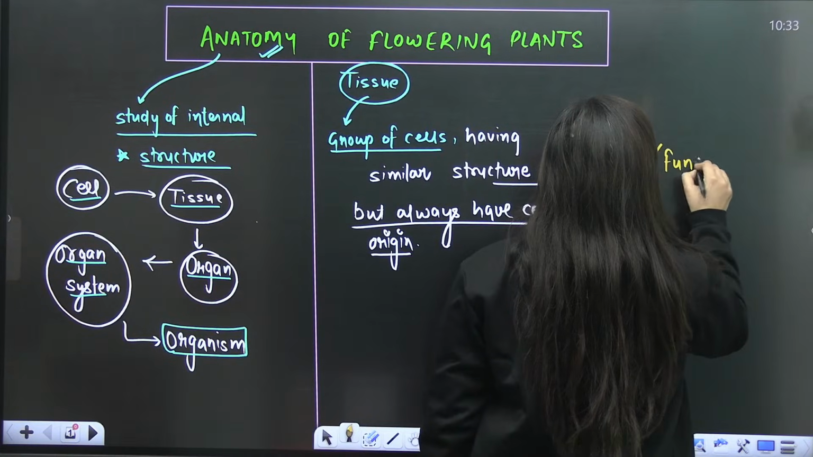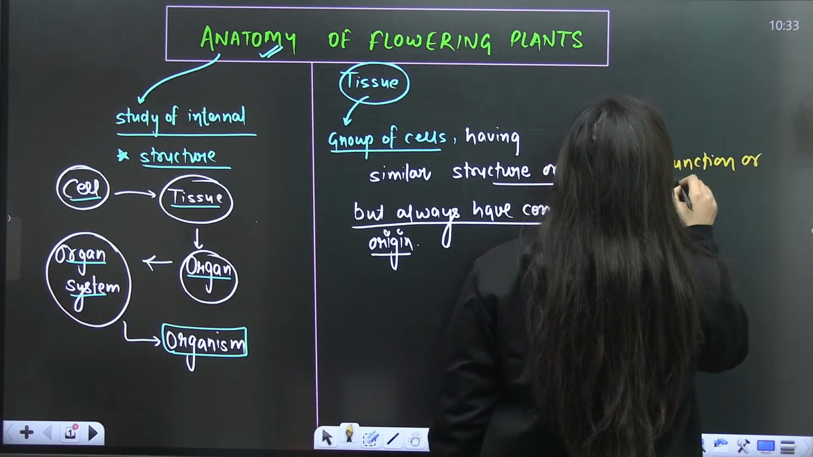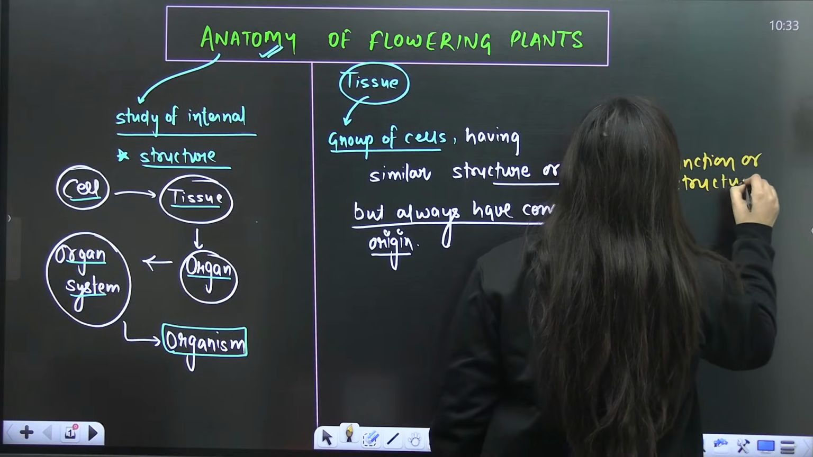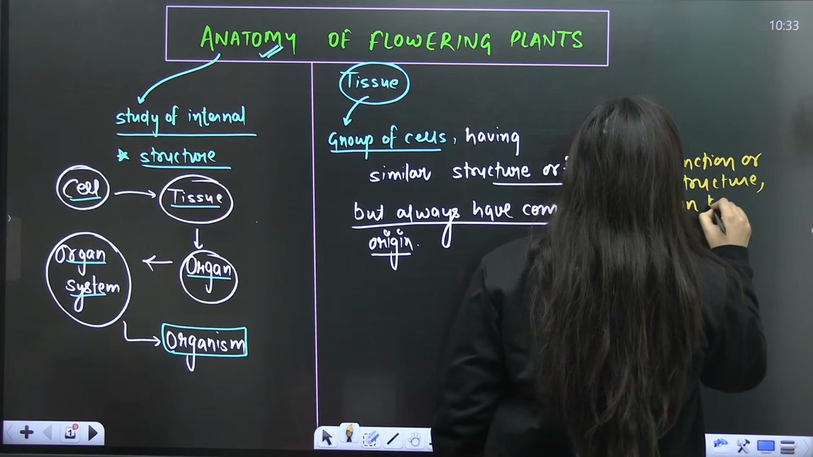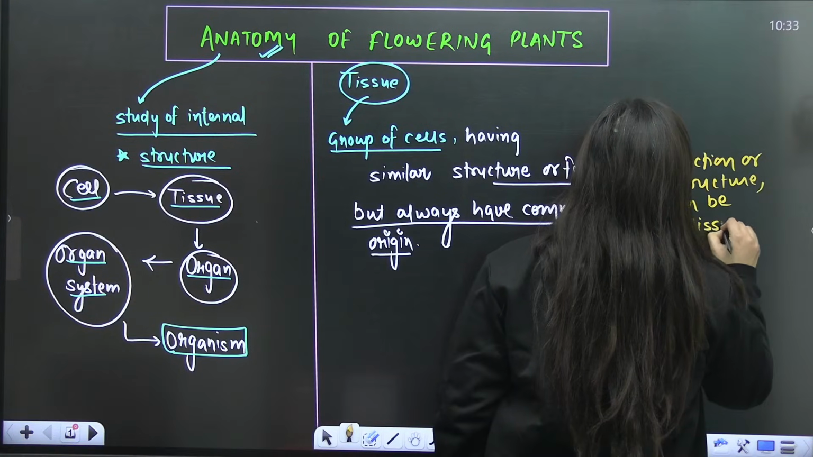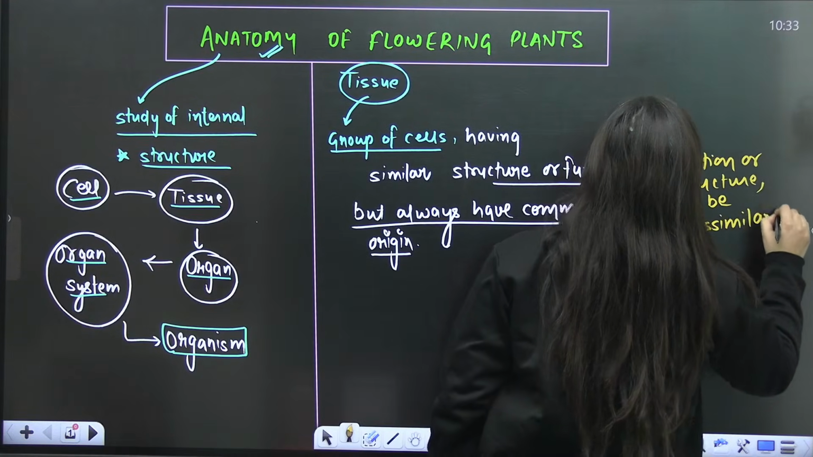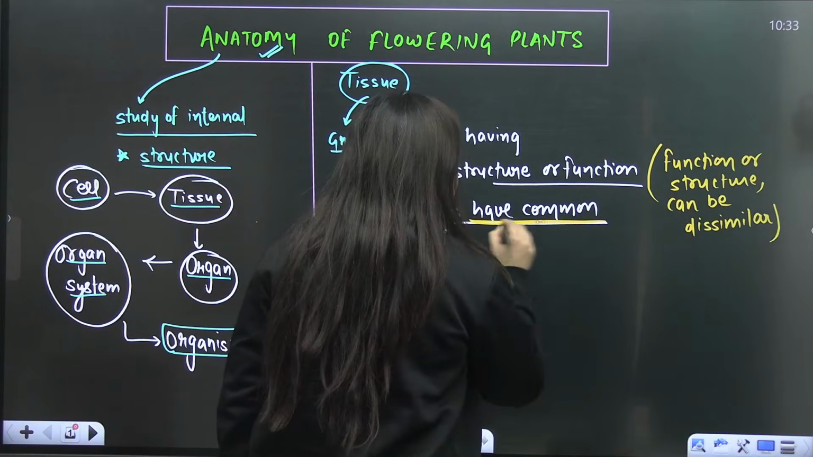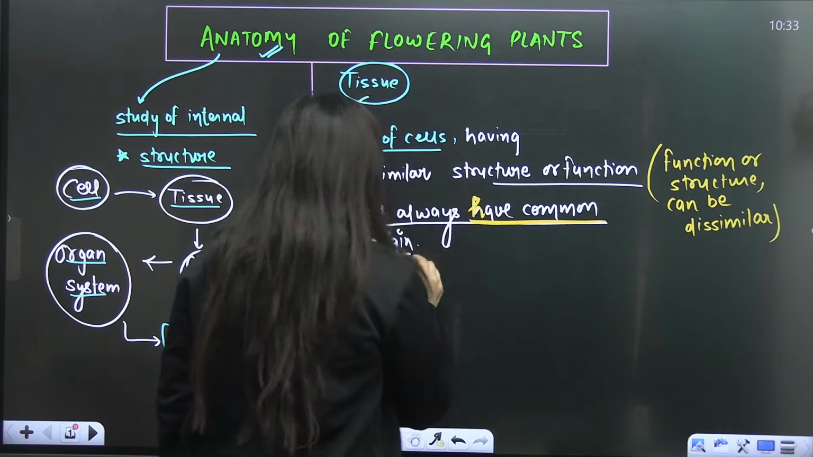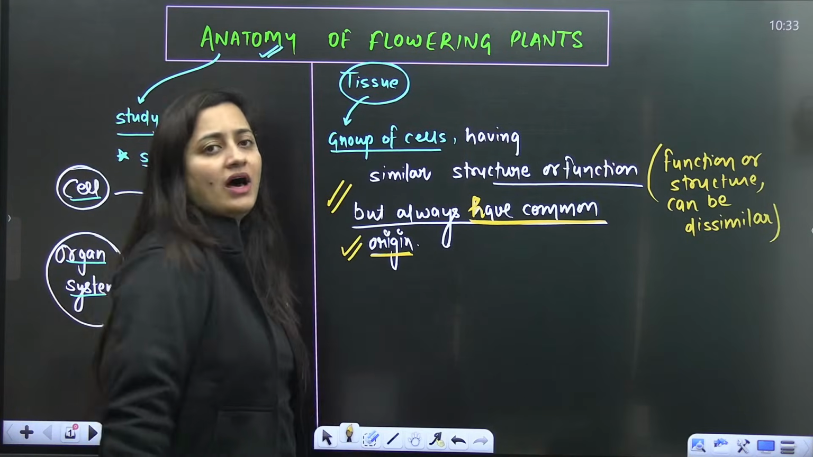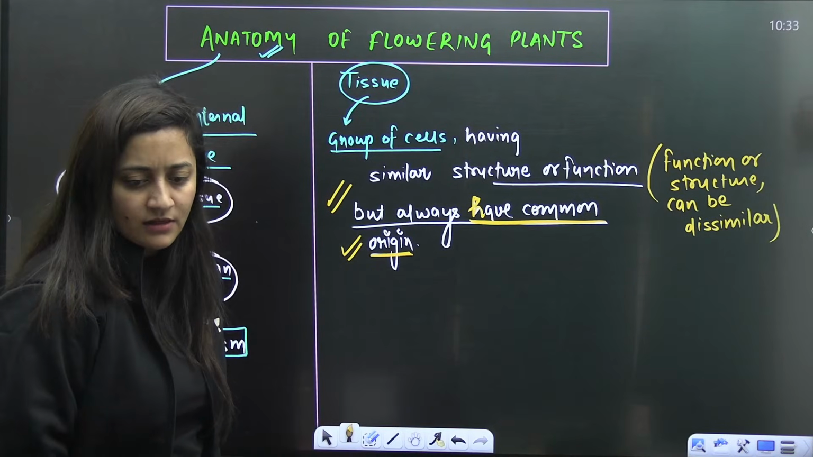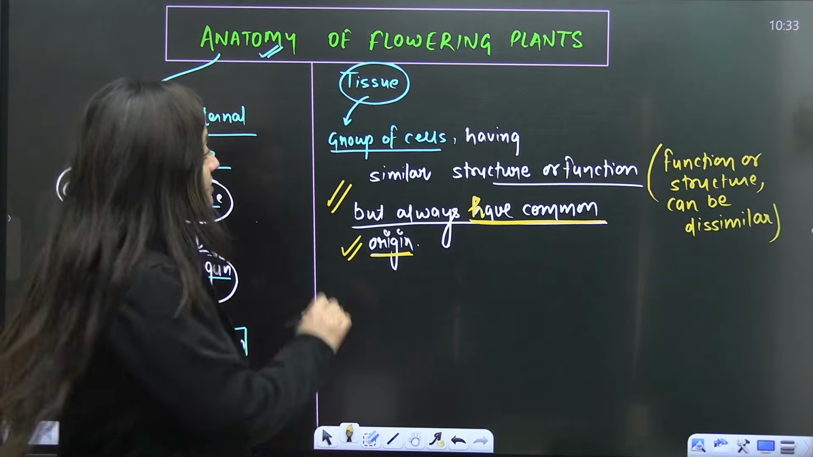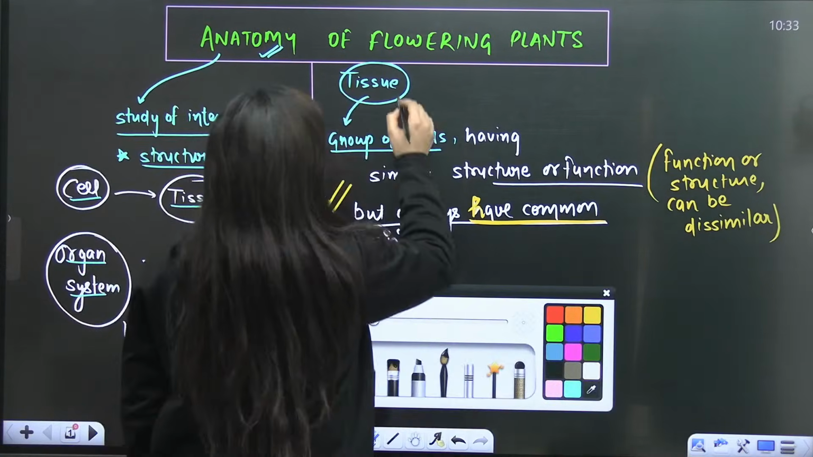Function or structure can be dissimilar also. Function or structure can be dissimilar, but always they will have a common origin. That's what you have to keep in your mind. Is that clear? This is what the tissue is, and this is what we have to remember.